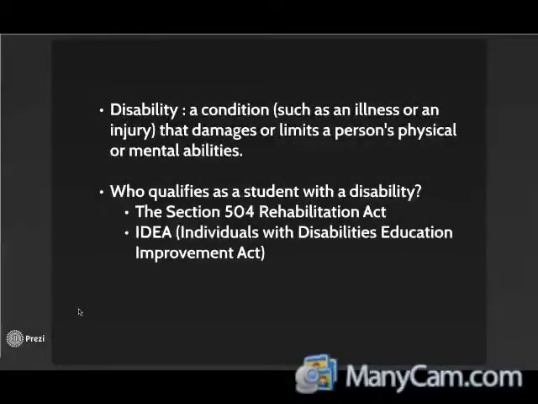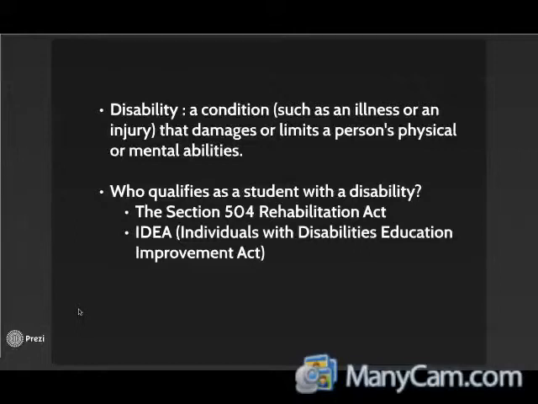So we wanted to focus on students with disability. The definition of disability is a condition such as an illness or an injury that damages or limits a person's physical or mental abilities. There were two different acts that we found that showed how a student is qualified with a disability. The first one is the Section 504 Rehabilitation Act, and under that one the student must have a physical or mental impairment that substantially limits one or more major life activities, have a record of such an impairment, or be regarded as having such an impairment.